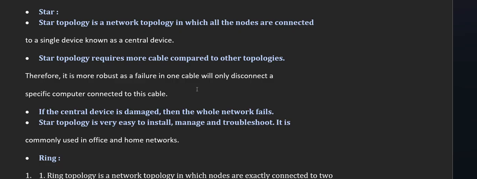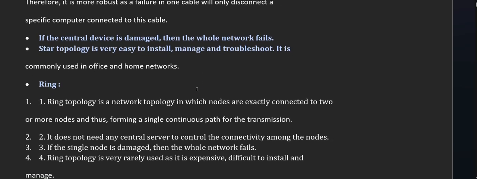Star topology is easiest to install, manage and troubleshoot, and it is commonly used in offices or home networks. But it depends on the single central device that we call the hub. If it fails, then the sharing of resources will not work, because everything depends on it. Other than that, we have ring topology.